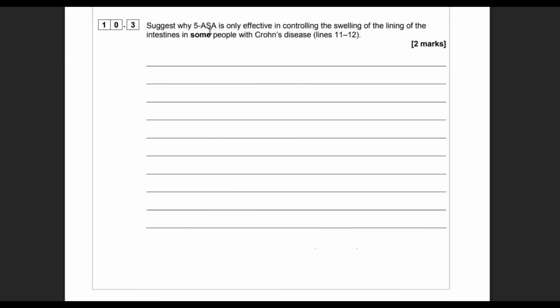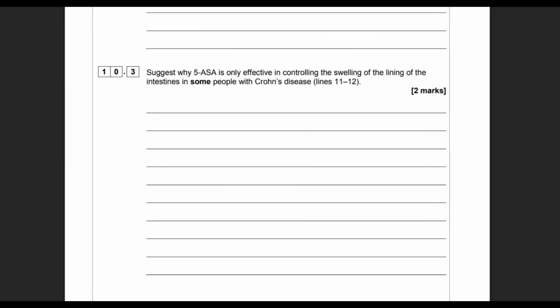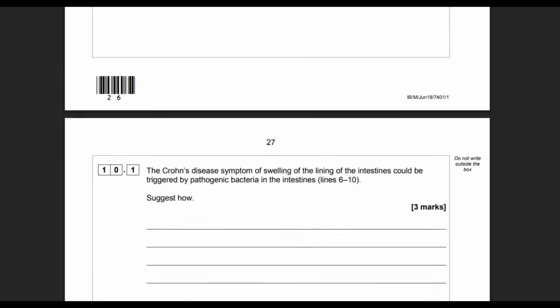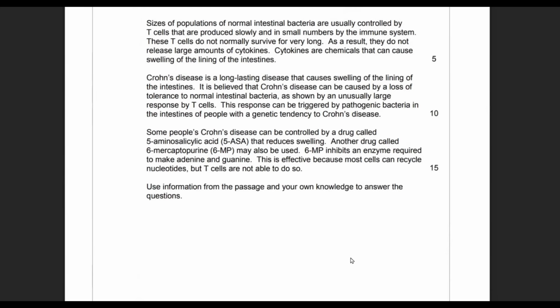Suggest why 5-ASA, that was 5-amino salicylic acid, is only effective in controlling the swelling of the lining of the intestines in some people with Crohn's disease. So why does this only work on some people who have Crohn's disease? So what we want to do here is go up and check out lines 11 and 12. So it's about here.